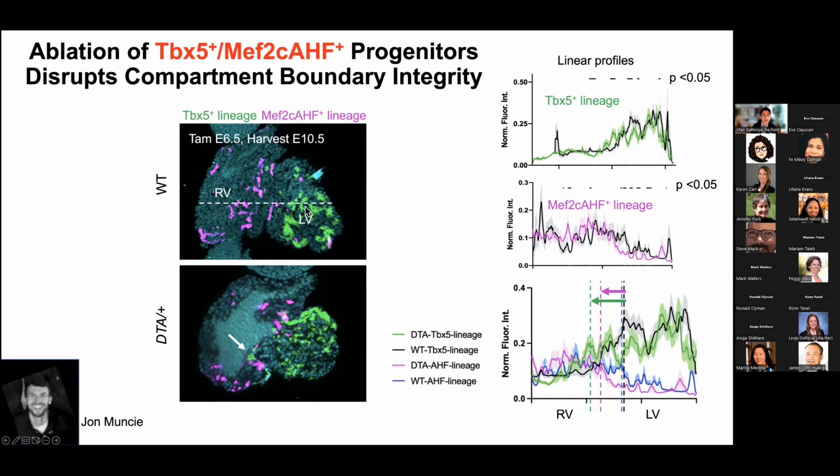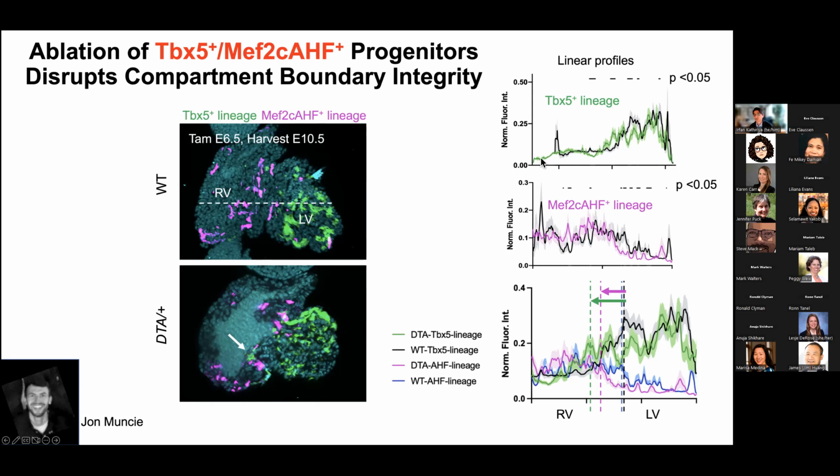Here I'm showing you a representative light sheet optical section. On the left is the green lineage. This is the TBX5 lineage. In magenta is the MEF2C AHF lineage. And what we did here is we looked at different levels. This dashed line represents an example of a linear profile across from the right ventricle to the left ventricle. And we looked at several levels.